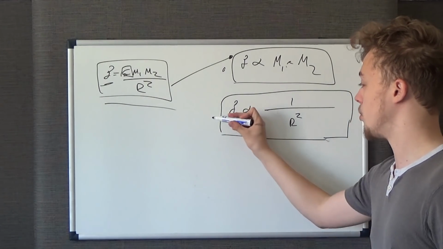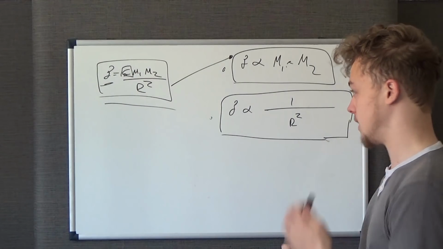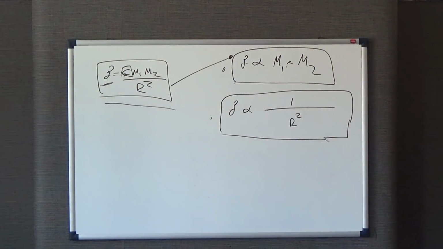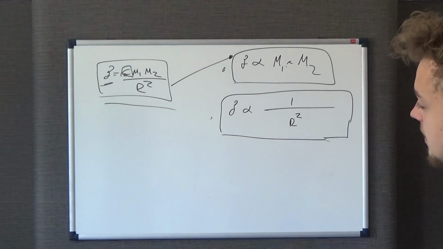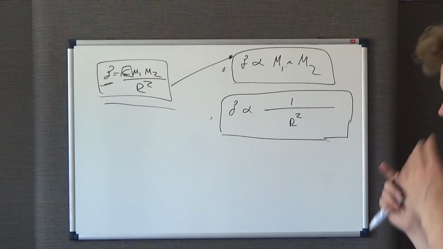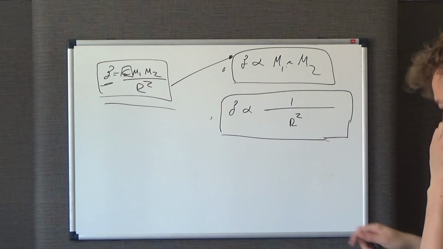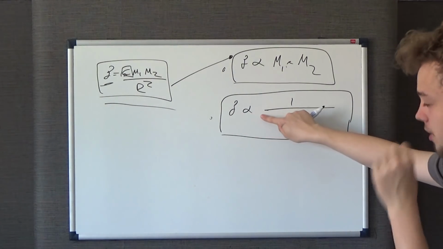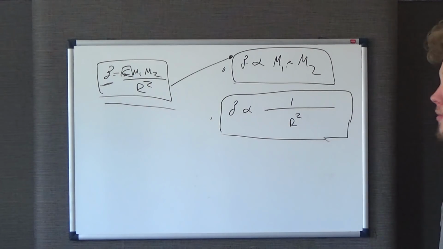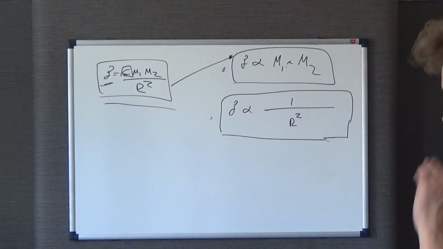Okay, the second point is that the force is inversely proportional to the square of the separation. Now, don't put it's directly proportional to 1 over the square of the separation, because that's saying it's inversely proportional to the square of the separation. That is just saying the force is inversely proportional to the square of the separation.